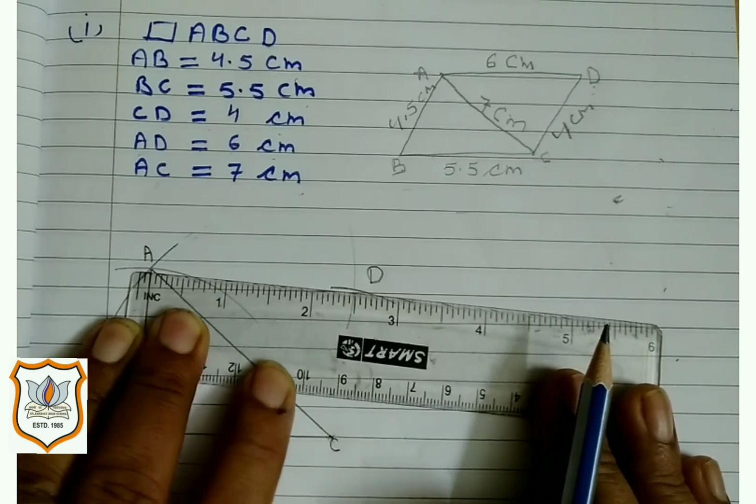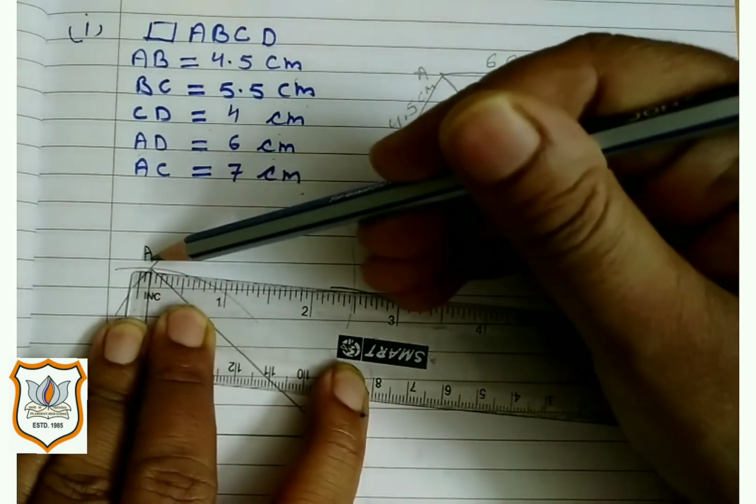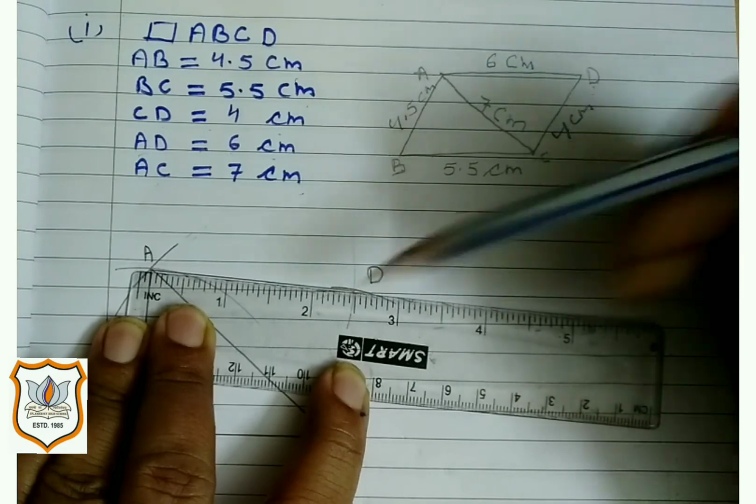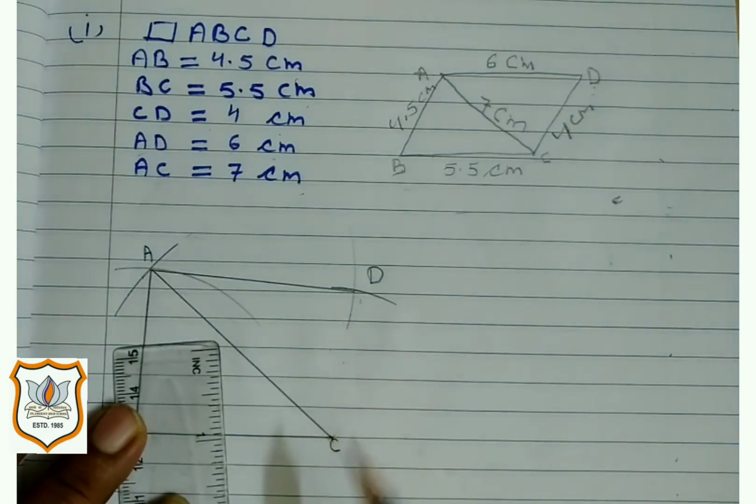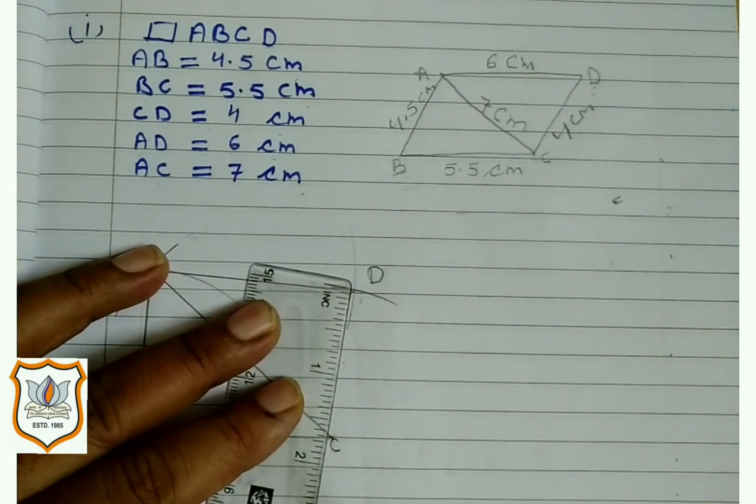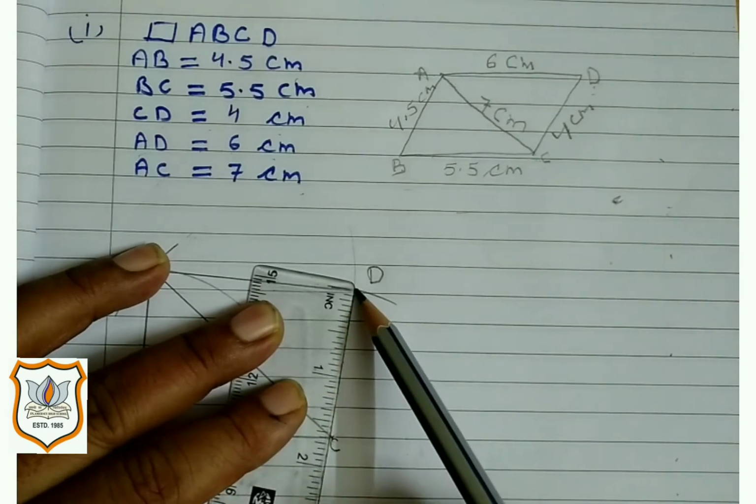Now we will join points A and D. Students, this is AD. Now we will join points D and C. This is DC.